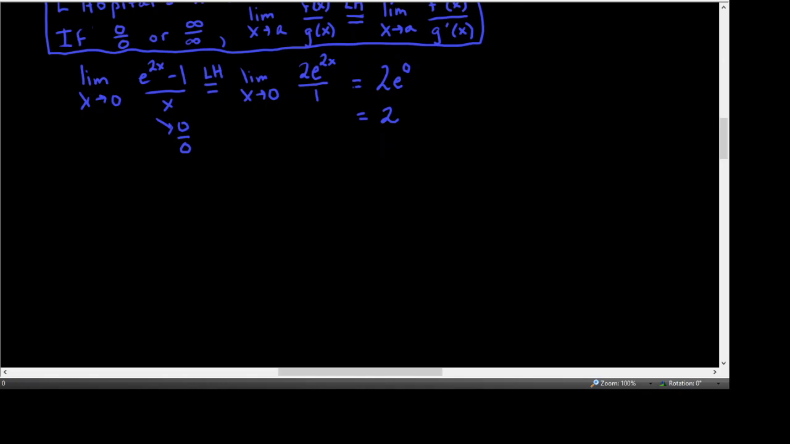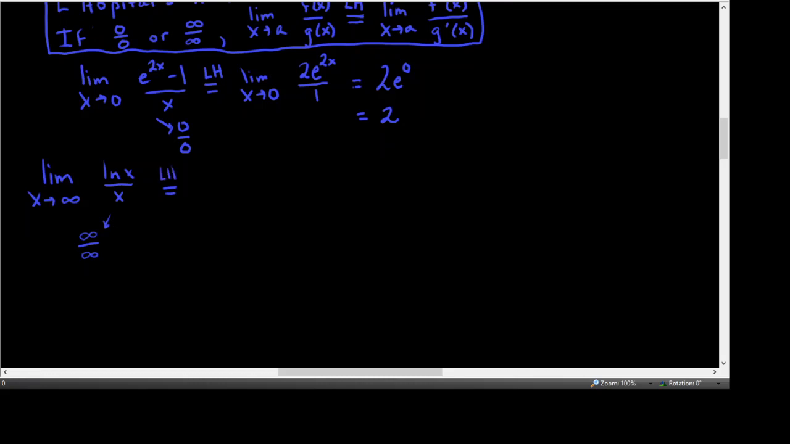This is example 2. The limit as x approaches infinity of ln of x over x. So as x goes to infinity, the ln of x heads toward infinity, and x heads toward infinity. And so we have a L'Hopital's rule eligible form.